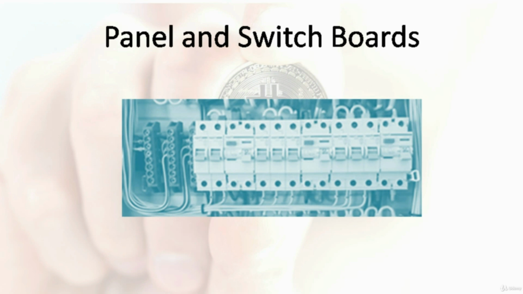So the next components are the panel boards and the switchboards. Now, a panel board is a distribution board that helps split the electrical power supply into subsidiary circuits, supplying each circuit in a common enclosure with a safe fuse or a circuit breaker.